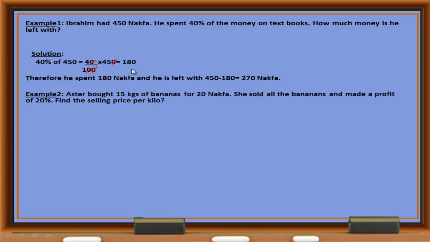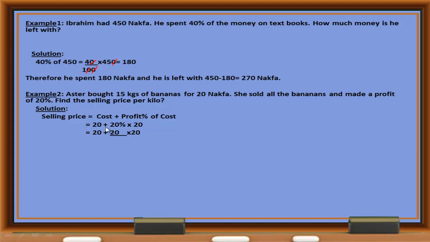Example 2. Aster bought 15 kilograms of bananas for 20 nafa. She sold all the bananas and made a profit of 20%. Find the selling price per kilo. Solution. Selling price is equal to cost plus profit percent of cost. The cost is 20 nafa plus 20% of 20.